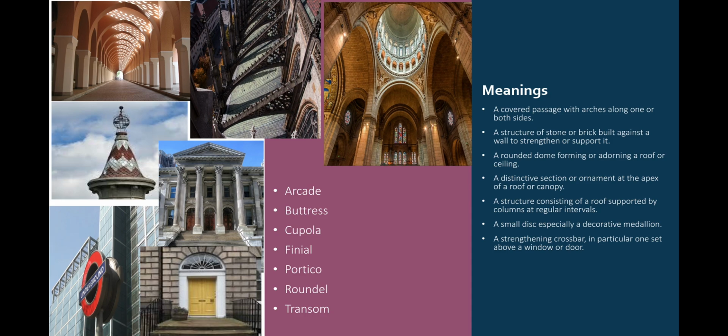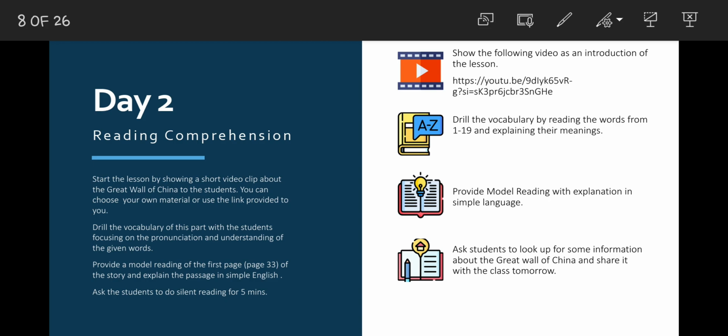Here are the meanings of these words, and here are the pictures. The pictures are also in order. So, you will see the top picture is of arcade, then next to arcade is buttress, then is cupola. So, all the pictures are also given. So maybe while teaching the students, you can use this slide also to show them the different architectural meanings.